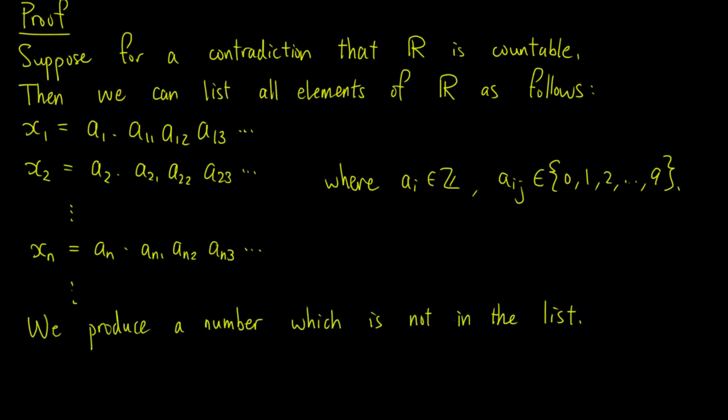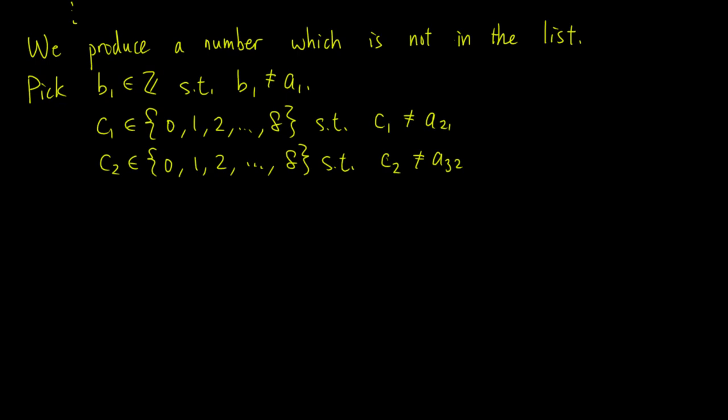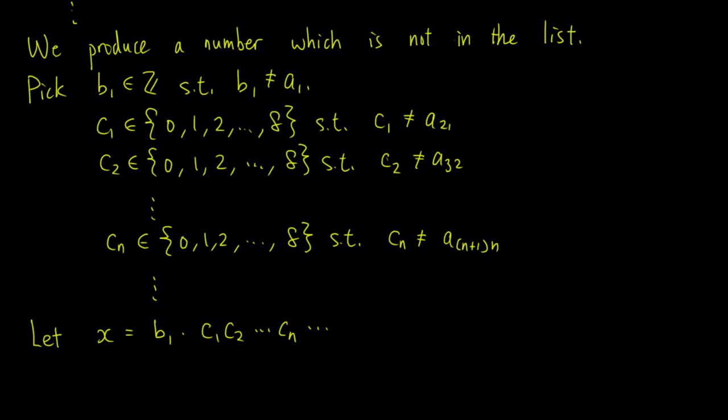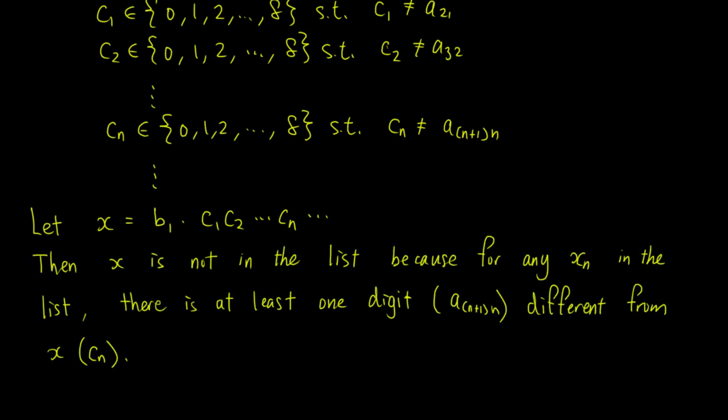Now we can produce a number which is not in the list. To do so, pick an integer b1 such that b1 is not equal to a1, c1 an integer from 0 to 8 such that c1 is not equal to a21, c2 an integer from 0 to 8 such that c2 is not equal to a32, and so on, where we continue to pick cn, an integer from 0 to 8 such that cn is not equal to a(n+1)n. Now let x be the real number b1, point c1, c2, up to cn, and so on. Then x is not in the list, because for any xn in the list, there is at least one digit, namely a(n+1)n, different from x, namely cn. And the proof is complete.